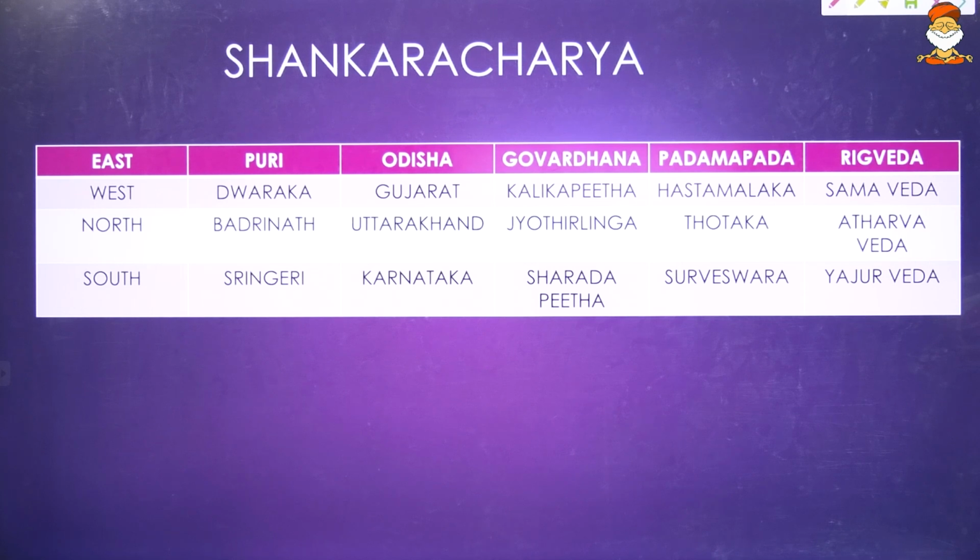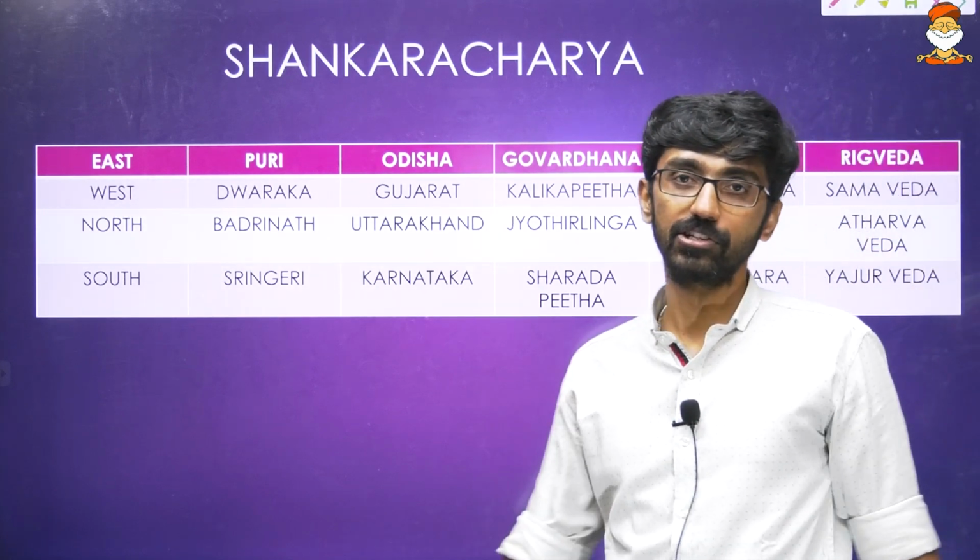They are also given different names, like Kalika Pita in Dwaraka, Gujarat, then Govardhana Pita in Odisha, Puri, Jyotirlinga Pita in Uttarakhand and Badrinath, and Sharda Pita in Karnataka, Sringeri. And Padmapada, Astamalaka, Totaka and Sarveshwara are the first acharyas of these monasteries: Padmapadacharya, Astamalakacharya, Totakacharya and Sarveshwaracharya. So these are the 4 pitas founded by Shankaracharya in 4 directions of India, and they also represent the different Vedas.